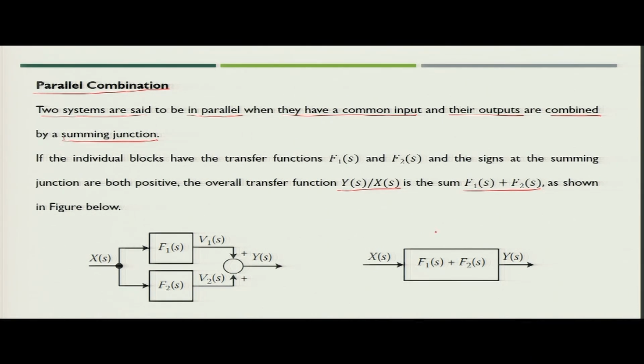So, when you are having the parallel combination of the two subsystems, the combined transfer function will be F1(s) plus F2(s). So, you can represent this with the equivalent block diagram as X(s) will be the input and the transfer function of the combined system is F1(s) plus F2(s), and Y(s) will be the output.